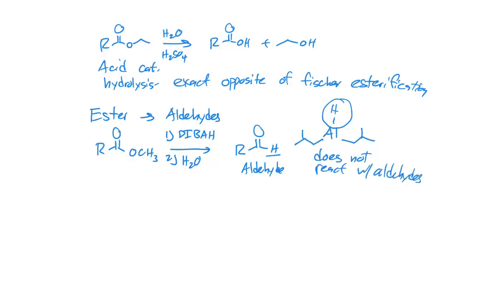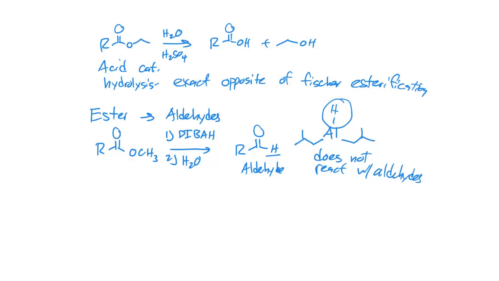Remember, the problem with lithium aluminum hydride is that we take the ester straight to the primary alcohol. And if we want to stop at the aldehyde, there's no way to do that with lithium aluminum hydride. So we use this tempered, moderated hydride reducing agent. It adds only one hydrogen to our carbonyl.